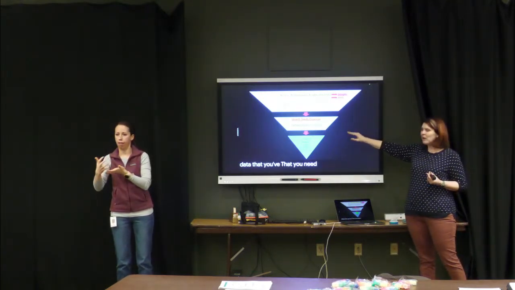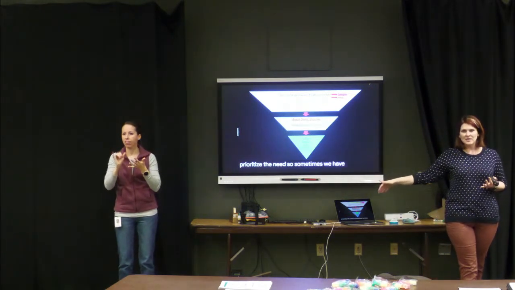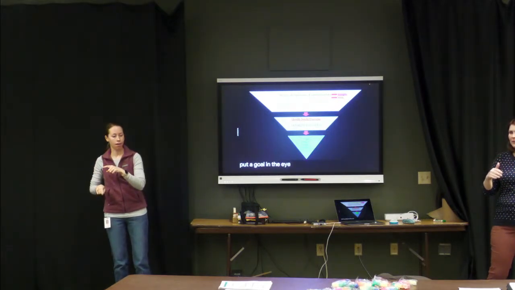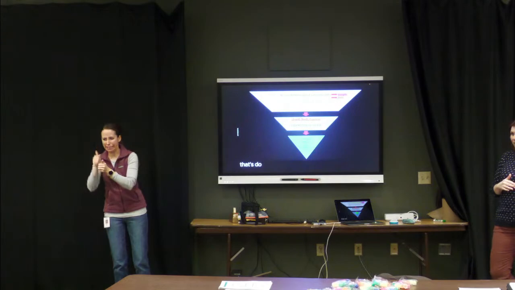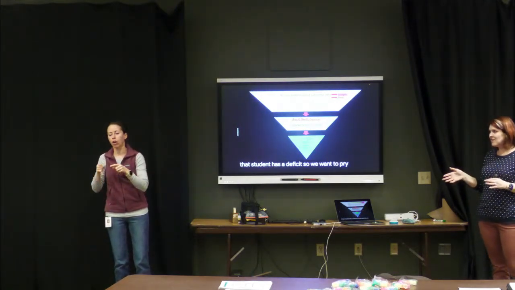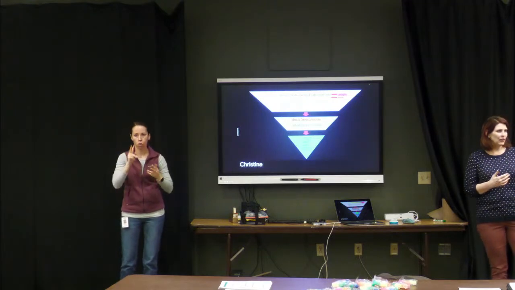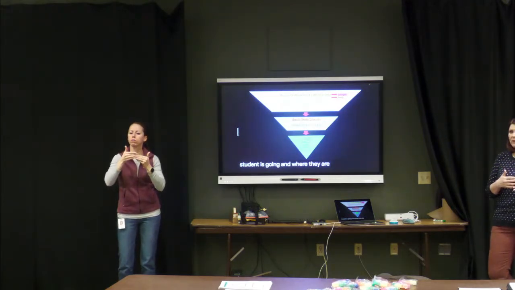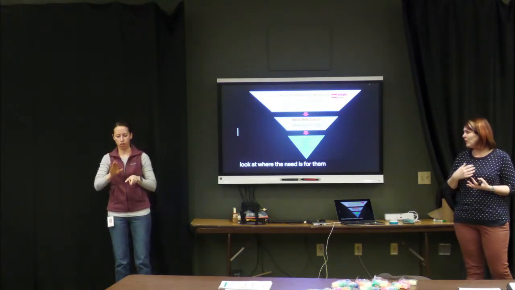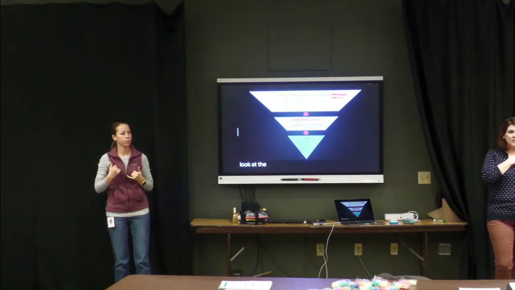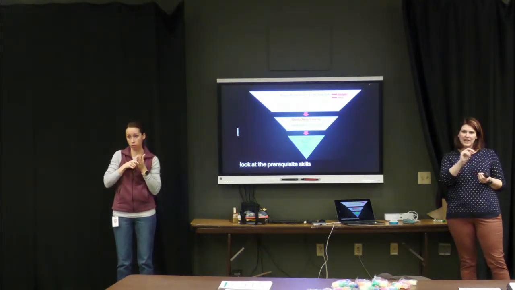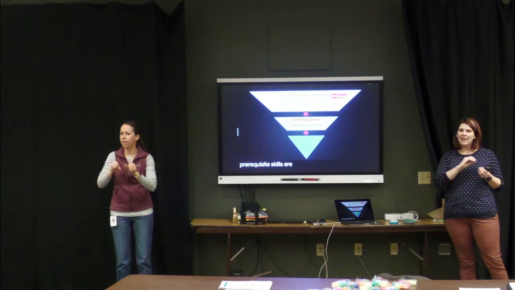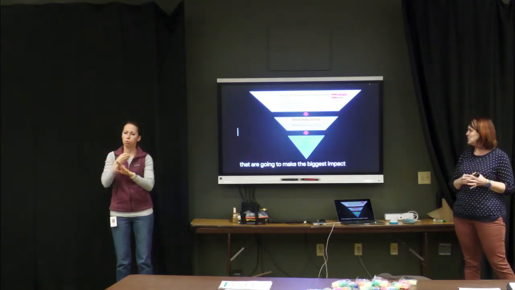The next thing that you need to do is prioritize the need. Sometimes we have students that have a lot of needs, and we can't put a goal in the IEP for every single area that student has a deficit. So we want to prioritize the needs. As Christina said, we're going to look at those standards, see where that student is going and where they are, and really look at where the need is for them. I really like to look at the prerequisite skills, because a lot of times they go across different standards. So you can find what those prerequisite skills are and then work on the ones that are going to make the biggest impact for the students.